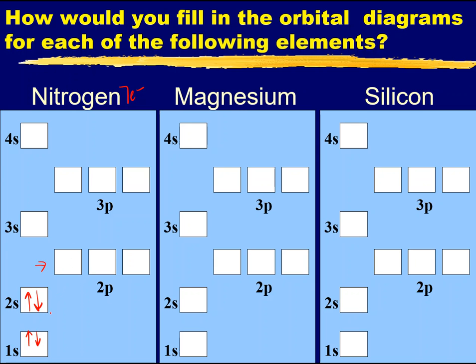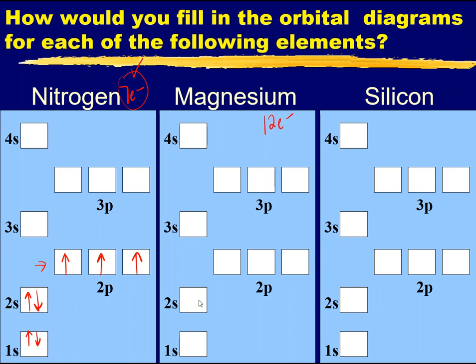Now we have to fill the 2p and follow Hund's rule. So we put 1 in each first. Okay, like so. That's a total of 7 electrons. So I have completed the orbital diagram here for nitrogen. Now magnesium, we said, had 12 electrons, so we're going to fill it just the same way. So go ahead and take a moment to fill in magnesium and silicon. I'm going to give you a minute to do that.